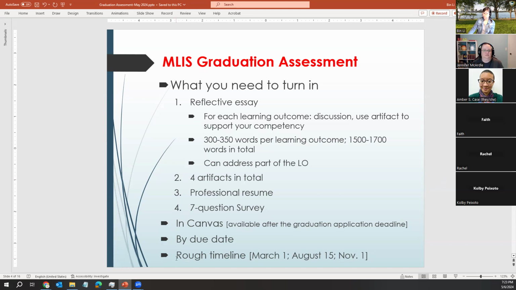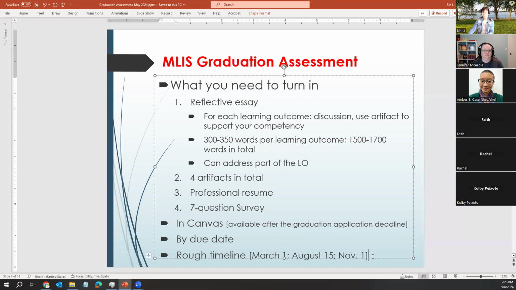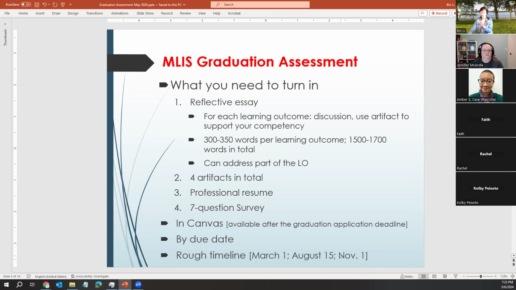All this will be available in Canvas. I will talk about the process later. The due dates are August 15th for the spring summer semester, November 1st for the fall semester, and March 1st for the winter semester. This will be the same deadline each year.